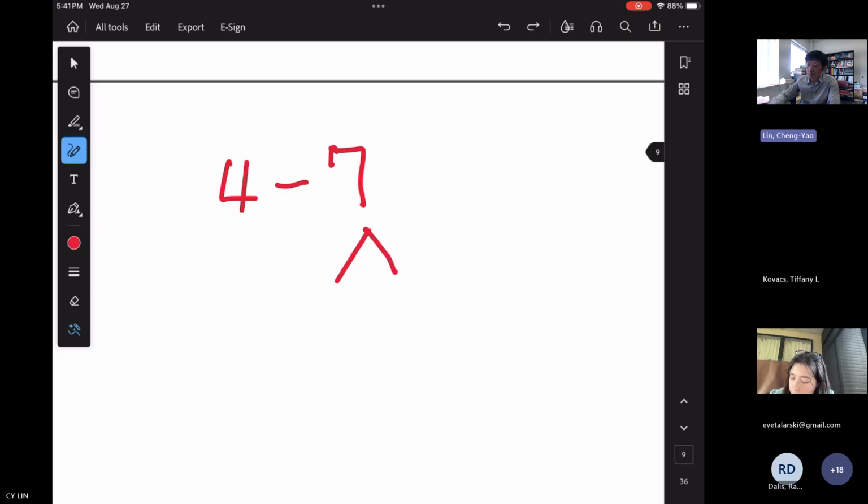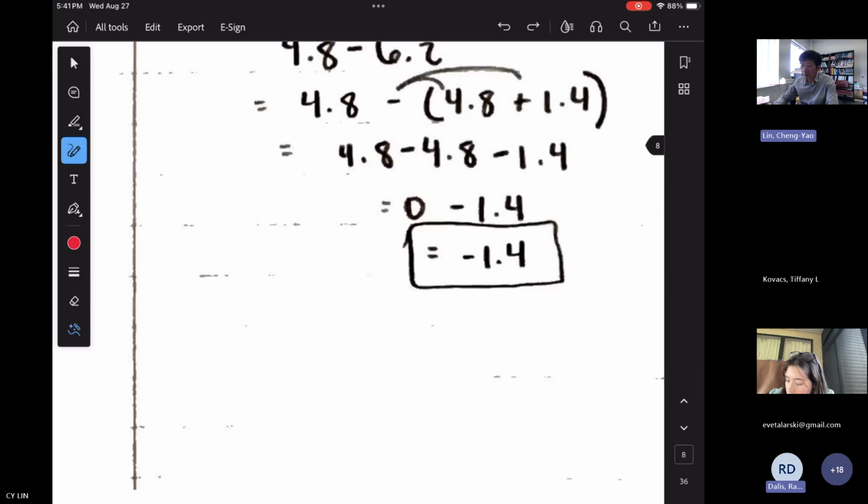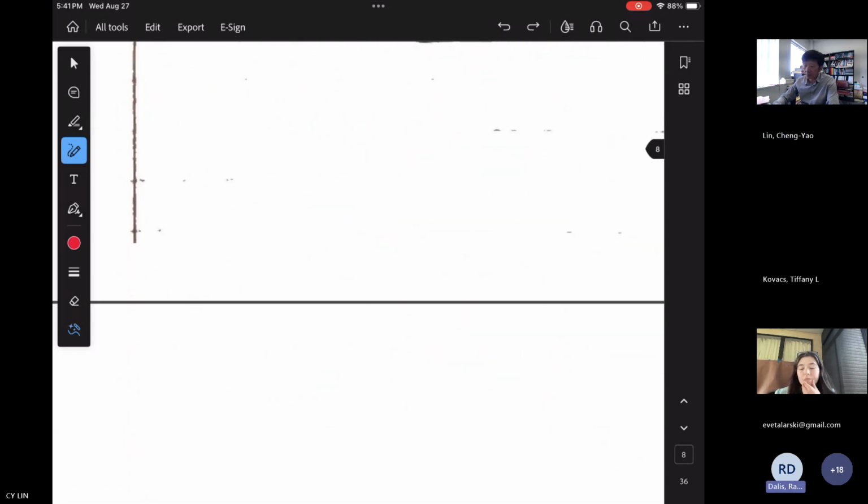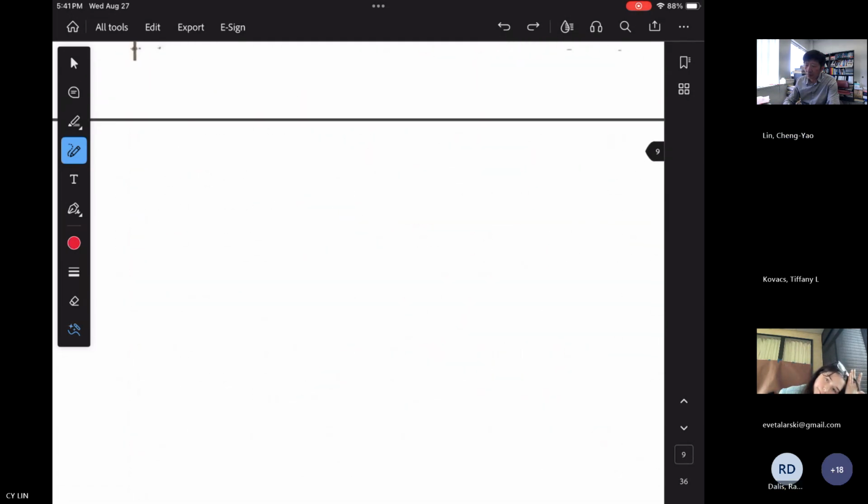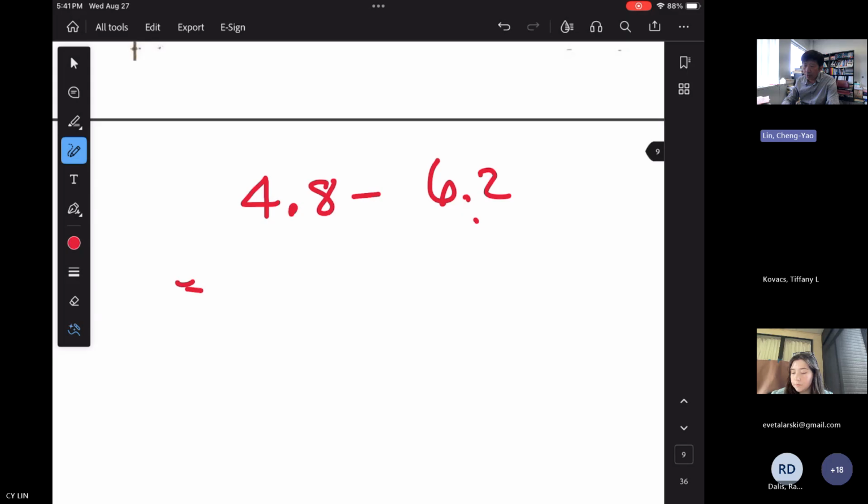Can we go back to this problem? 4.8 minus 6.2. Can we decompose this as 4.8 and one number?